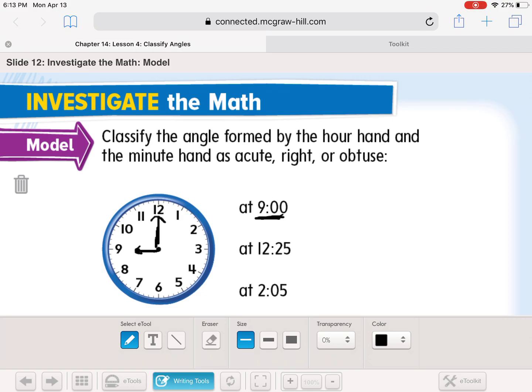So if I'm looking at this where it's pointing to 9 o'clock and then 12 o'clock, it makes a perfect little L. So I want to make this square that goes inside because it makes that L shape. It looks like a backwards L. And anytime it makes that L shape, that is going to tell us that that is going to be 90 degrees. When it makes it 90 degrees, then that one is going to be called a right angle.